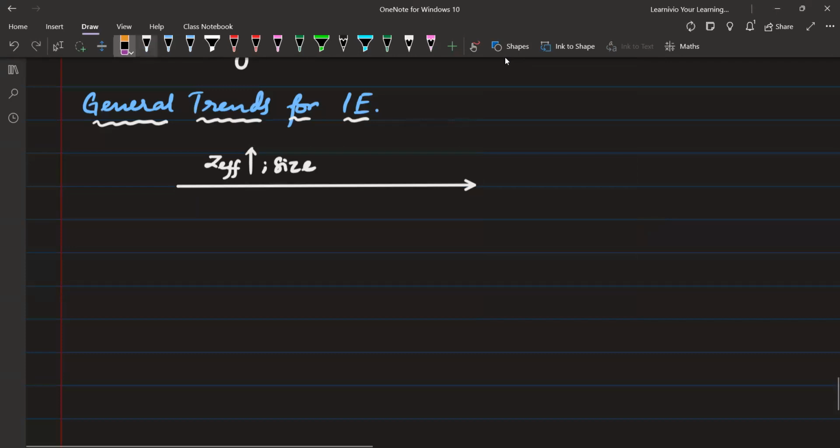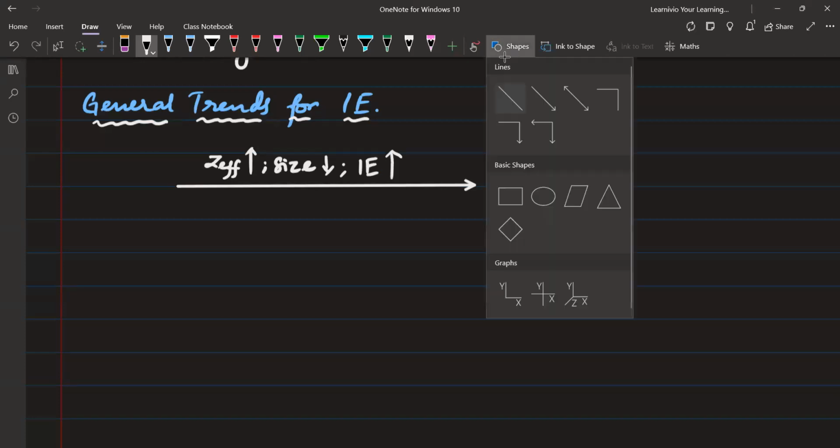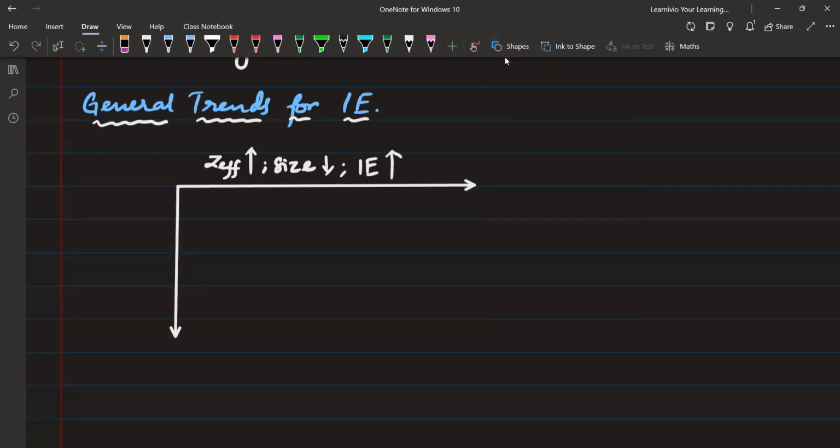Size decreases. Effective nuclear charge is increasing, size is decreasing, so ionization enthalpy increases. Very good. It will increase across the period, and it will decrease from top to bottom in a group.